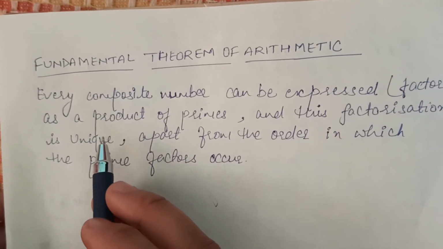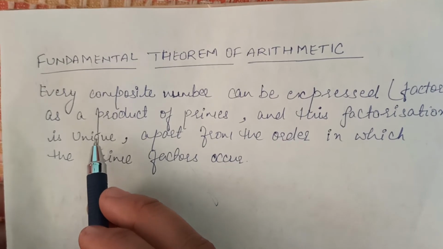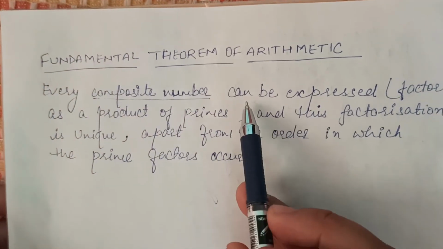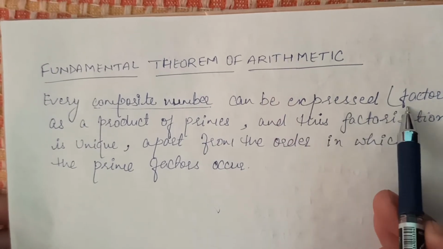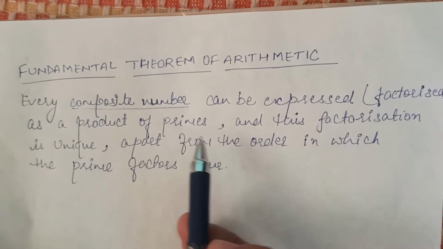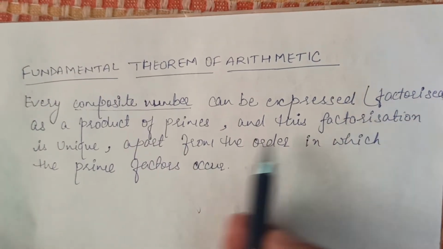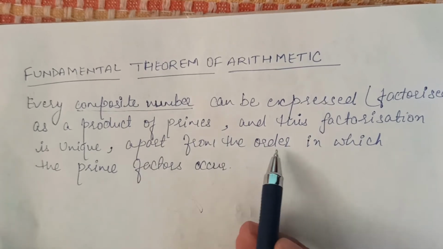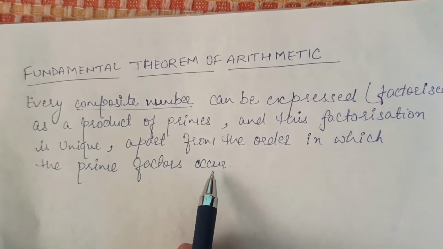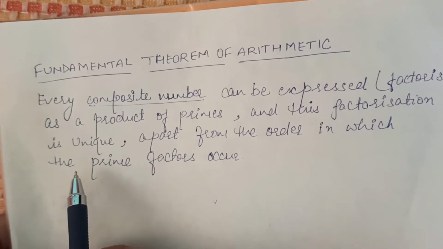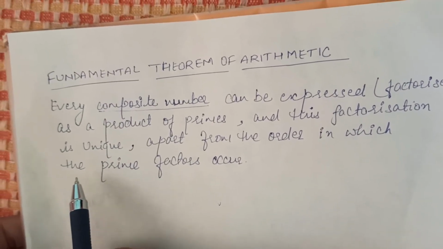Fundamental theorem of arithmetic. What does it say? It says every composite number can be expressed or factorized as a product of primes, and this factorization is unique apart from the order in which the prime factors occur. What does it mean? It means that we can factorize all composite numbers.